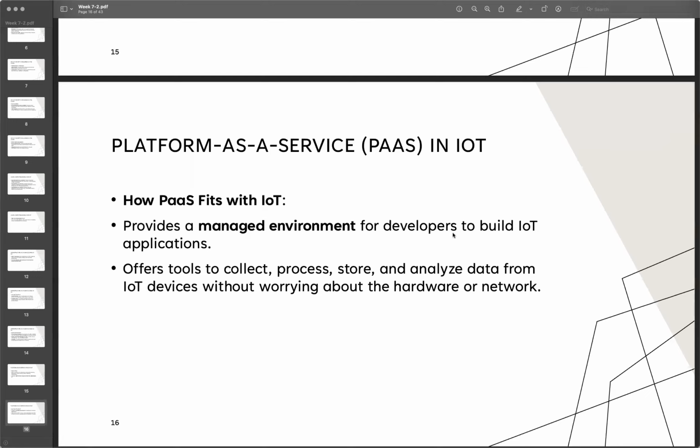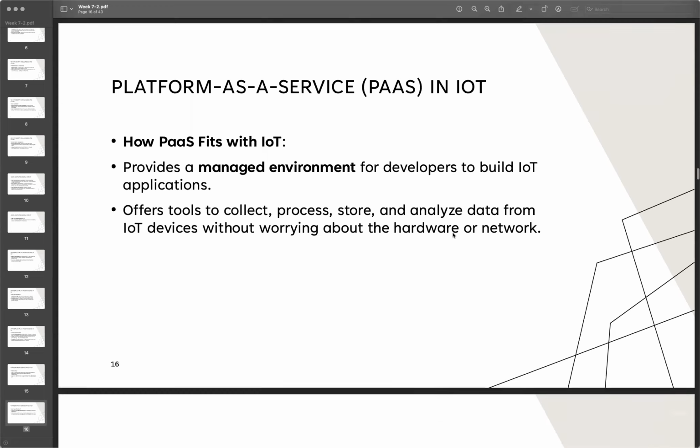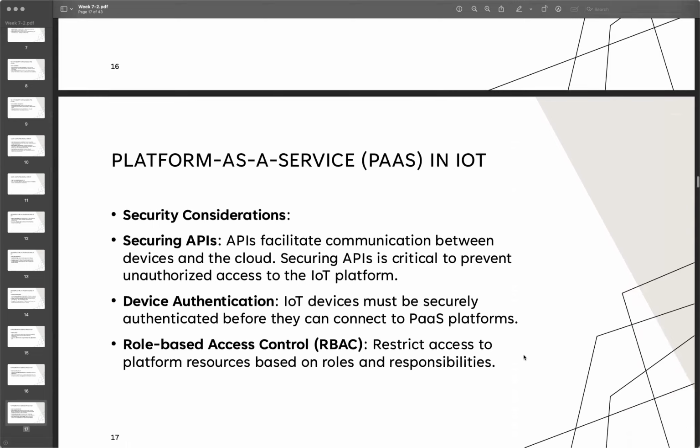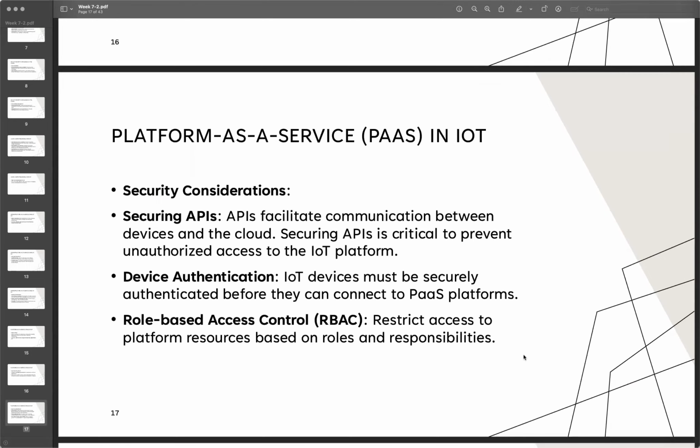Maybe there are some tools that let you collect, process, store and analyze data from the devices, so you don't have to worry about the hardware, like the CPU, RAM, storage, or the network bandwidth, transfer in, transfer out. You don't have to care about all this. And only one thing remains, the API. So how can we secure the API? Because the API will be the communication part.